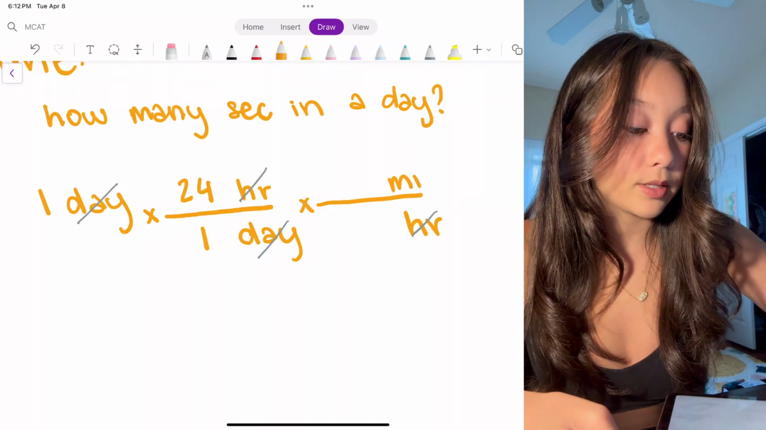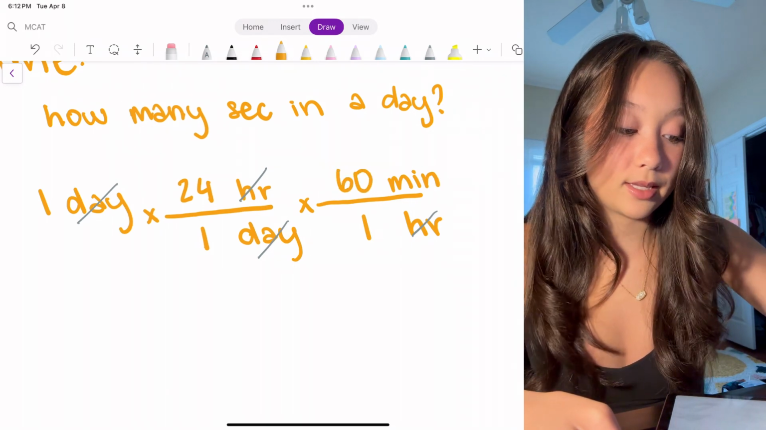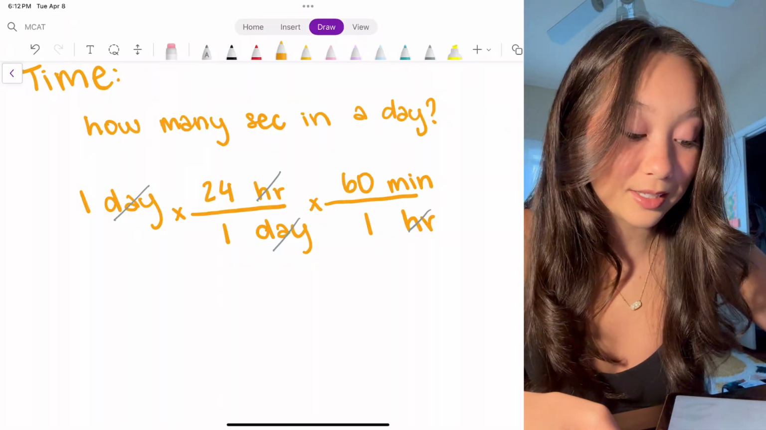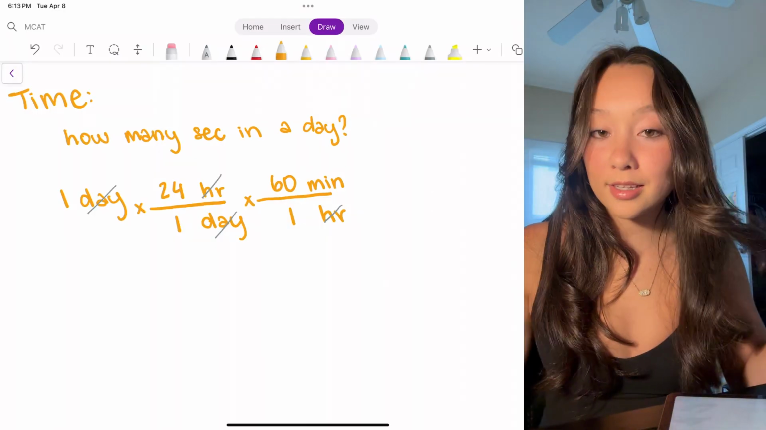So we'll put minutes on top. We can say that 1 hour is the same as 60 minutes. Okay, that cancels out to 1. Those are the exact same things. They're just different units. Okay, so we canceled out days, we canceled out hours, now we have minutes. Now, the next step is our goal.